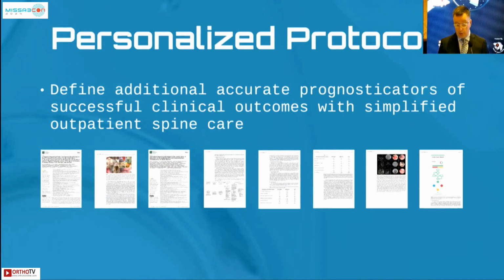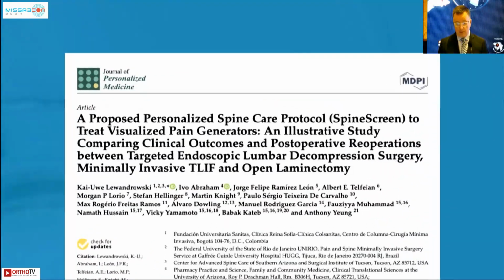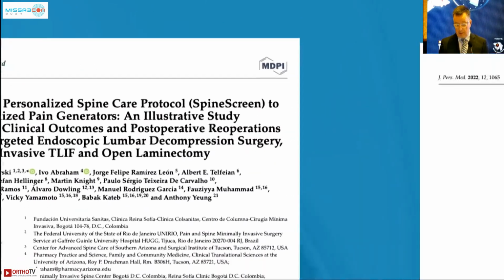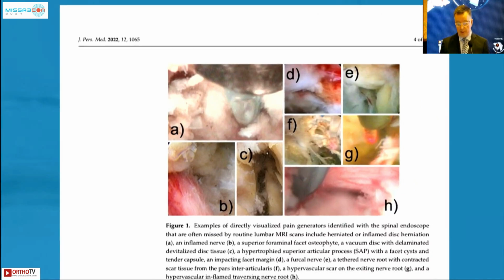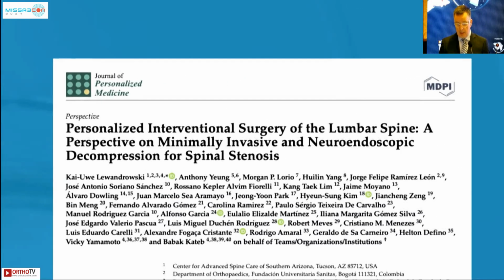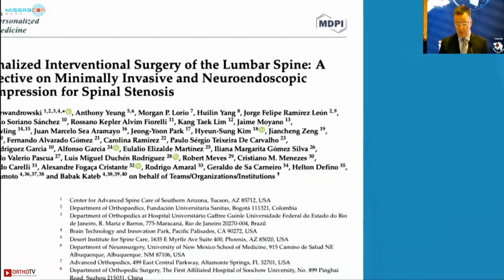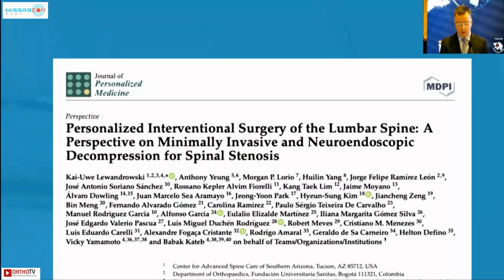All right, I'm going to try to end my talk here, but this is all written up in 2 journal articles in the Journal of Personalized Medicine. The concept is called SPINE SCREEN. Here's a comparison using that protocol on benefit with TLIF, laminectomy versus endo. Here are some images of intraoperatively visualized pain generators that escape the MRI scan. This takes this concept a little bit further, and you can see that there are a lot of authors here, and that paper was endorsed by 14 international spine societies, so it's a big consensus statement.